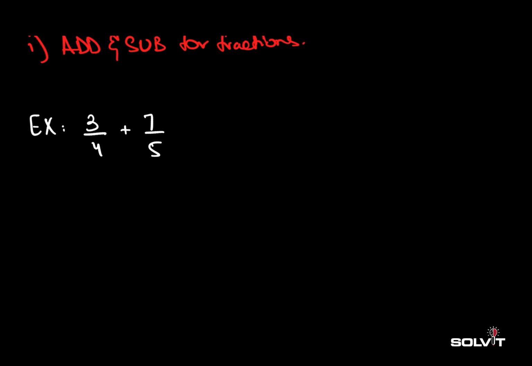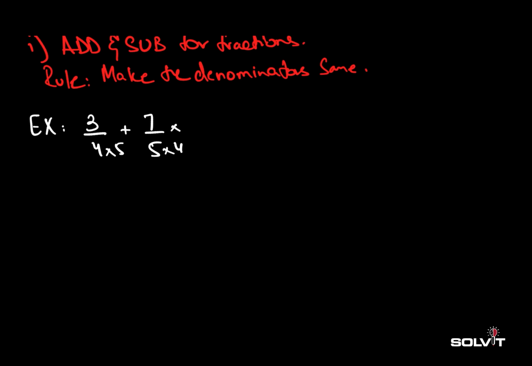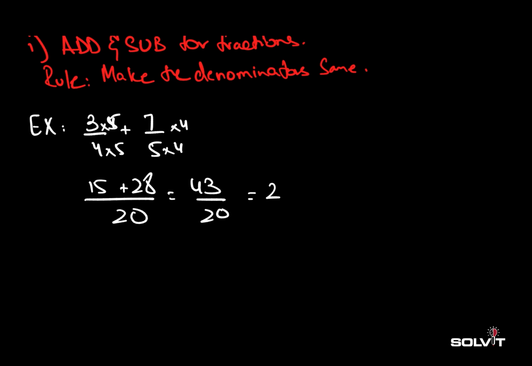So basically the rule is make the denominator same, right? All of us know this probably. Denominators same. So to make the denominator same, what am I going to do? I'm going to multiply 4 with 5 and 5 with 4. So I'll have to multiply the numerators as well. And this is going to start looking like 15 plus 28 upon 20, which means it is going to be 43 upon 20. And since it's an improper fraction, I can also write it as a mixed fraction, which means it is going to be 2 whole 3 over 20.